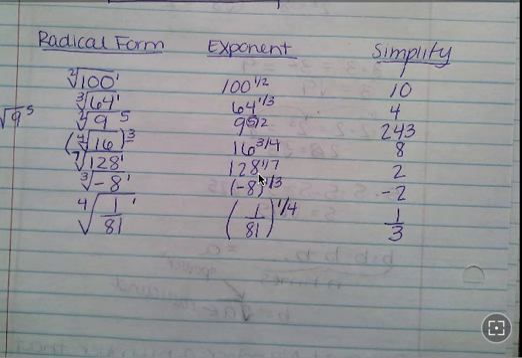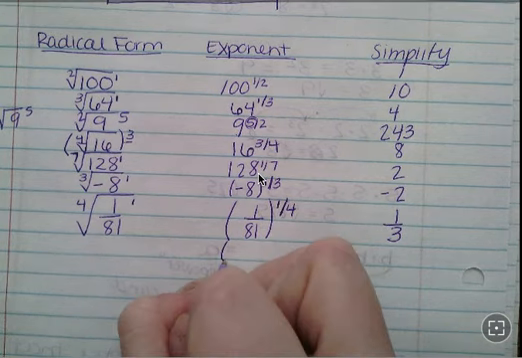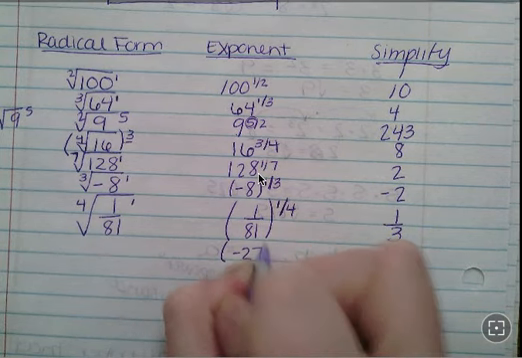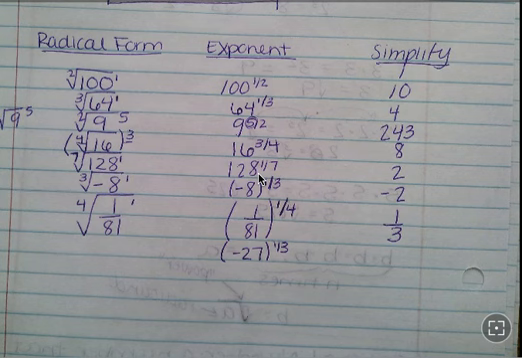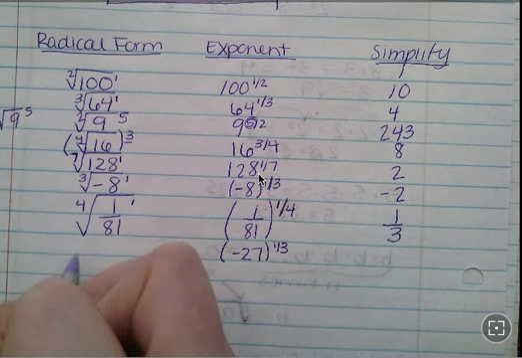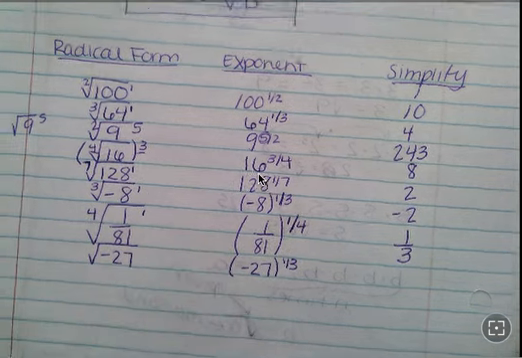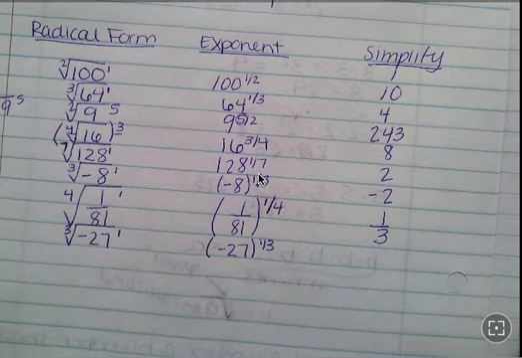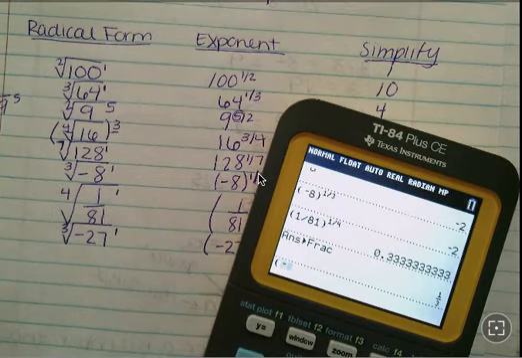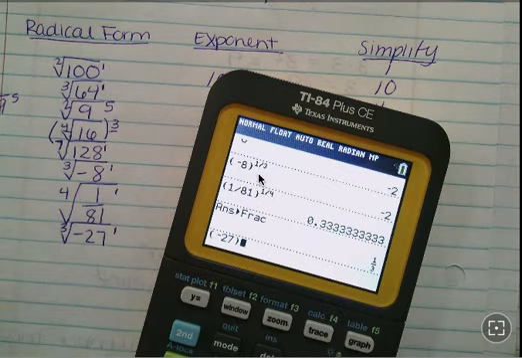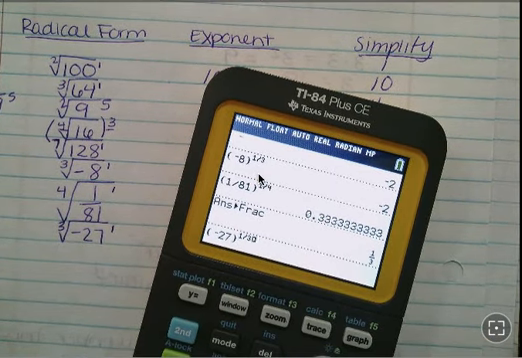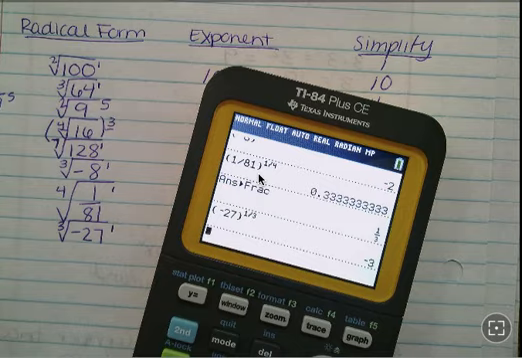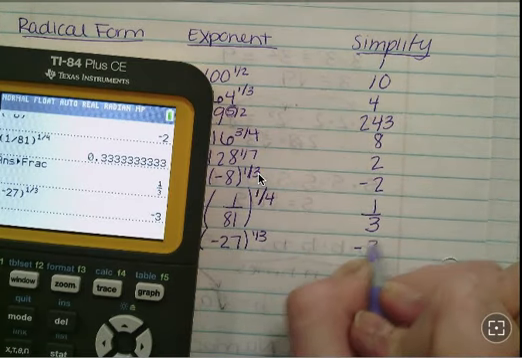All right, let's do 2 more here. What if I gave you this middle column of -27 to the 1/3? We come over here and draw a radical sign. We know that -27 has to be underneath. The numerator is the power. The denominator is the index. Then we can go to our calculator and do -27 to the 1/3, which is -3. Beautiful.